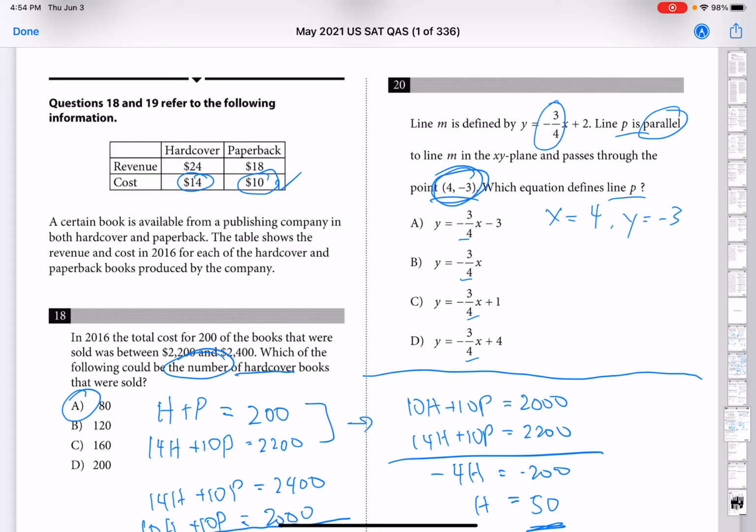I think I actually see the answer already. The answer should be B, because take a look at what happens here, guys. For this specific case, it'll be y is equal to negative 3 over 4 x. You're going to multiply that by 4, and then the 4's cancel out, and you get negative 3 is equal to negative 3. So the answer choice for number 20 should be B.